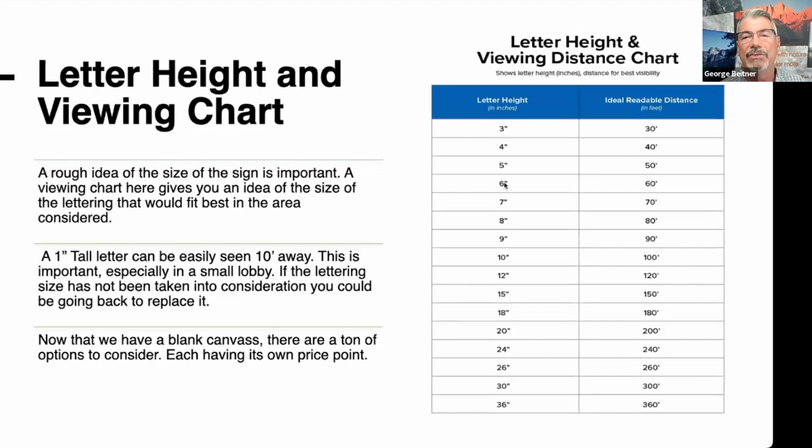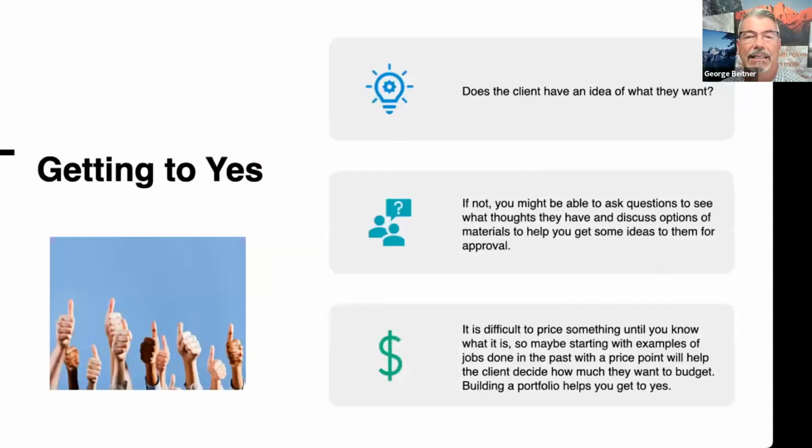Now that we have a blank canvas, there are a ton of options to consider, each having its own price point. Does the client have an idea of what they want? That's the next slide. If not, you might be able to ask questions to see what thoughts they have and discuss options of materials to help you get some ideas to them for approval. It is difficult to price something until you know what it is. So maybe starting with examples of jobs done in the past with a price point will help the client decide how much they want to budget. Building a portfolio helps you get to yes.